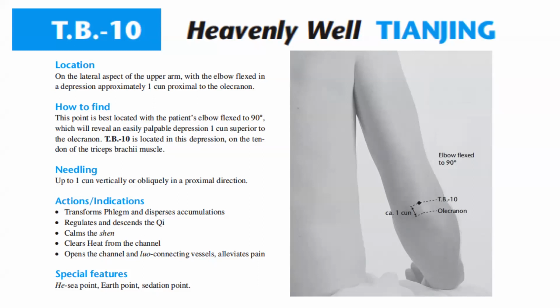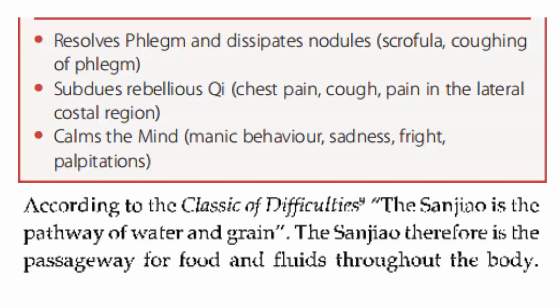Actions, indications: TB10 transforms phlegm and disperses accumulations, regulates and descends the qi, calms the shen, clears heat from the channel, opens the channel and luo-connecting vessels, alleviates pain. Special features: He-sea point, earth point, sedation point. Resolves phlegm, dissipates nodules for scrofula, coughing of phlegm, subdues rebellious qi for chest pain, cough, pain in the lateral costal region. Calms the mind for manic behavior, sadness, fright, palpitations.